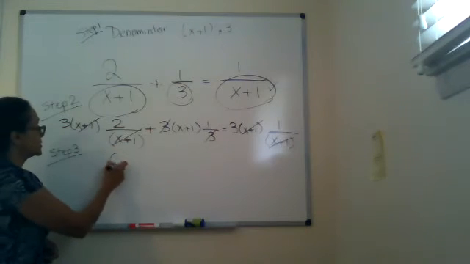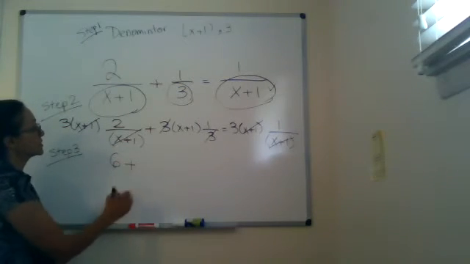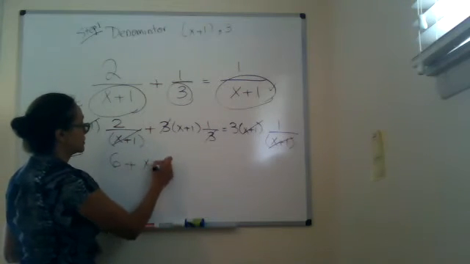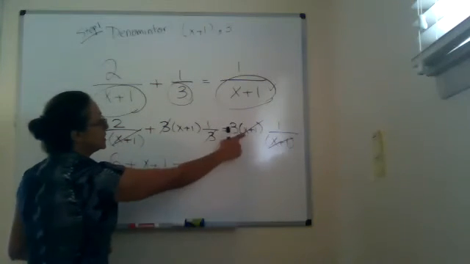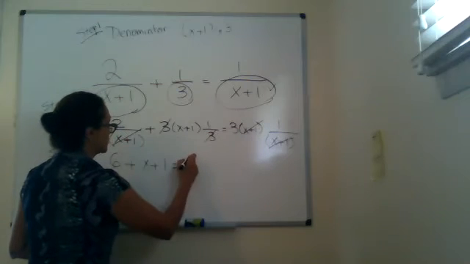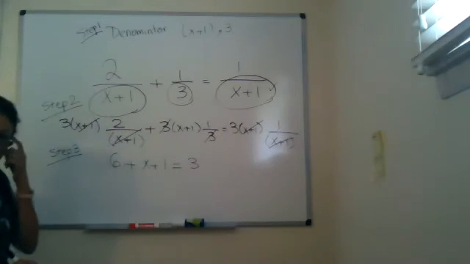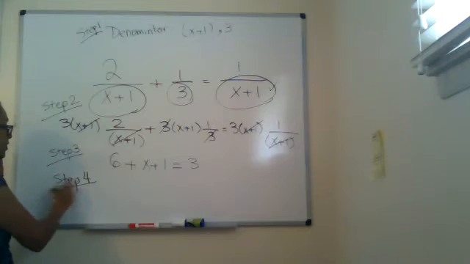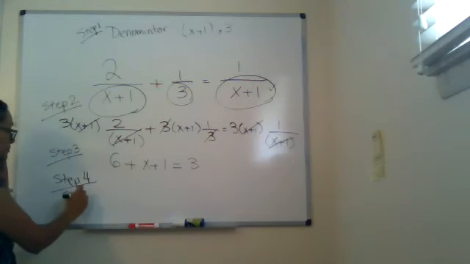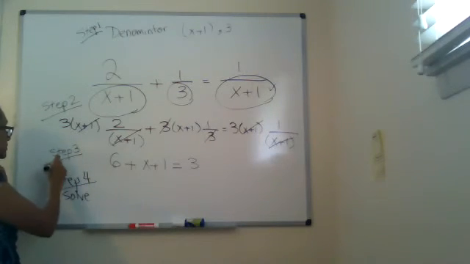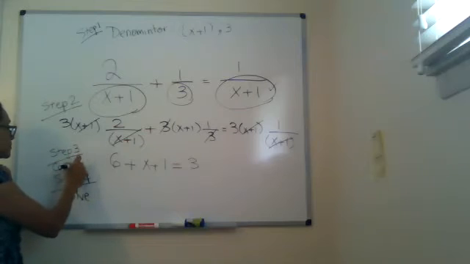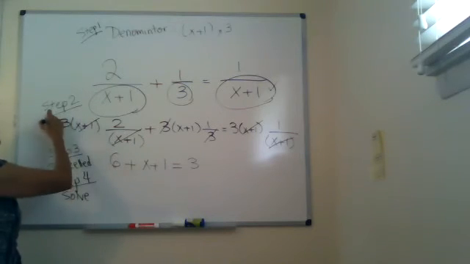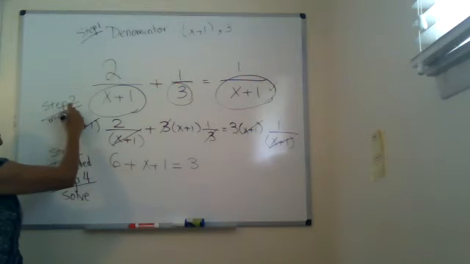3 times 2 is 6, plus, here I just have x plus 1 and 1, so I have x plus 1, equals, these two canceled. On this side, I only have 3. Okay. And now in the next step, step 4, we're going to solve it. So in step 3, we canceled. And in step 2, we multiplied by the denominators.